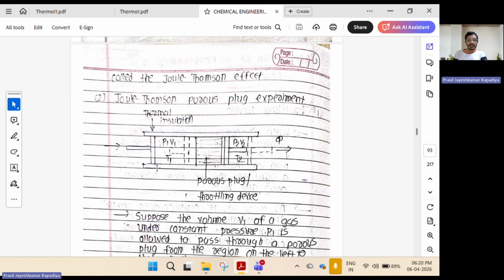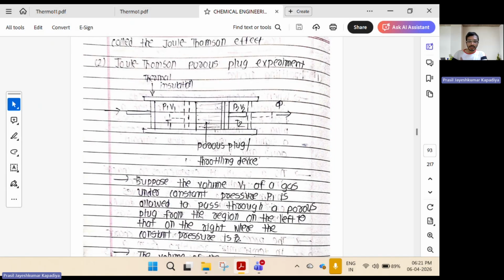So this is some thermal insulation. That's why there is no heat flow through the system. It's dQ is equal to 0. So what we did, suppose the volume V1 of a gas under constant pressure P1 is allowed to pass through, let's say this is some porous plug. So I am allowing the gas of temperature T1, it has P1 pressure and V1 volume, to pass through this porous plug or throttling device.